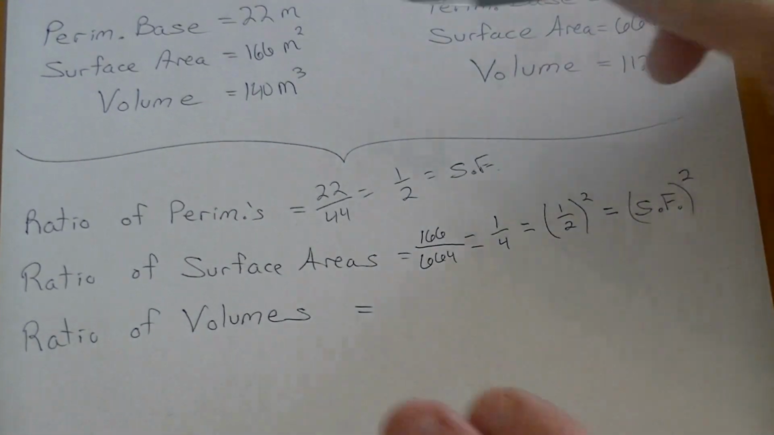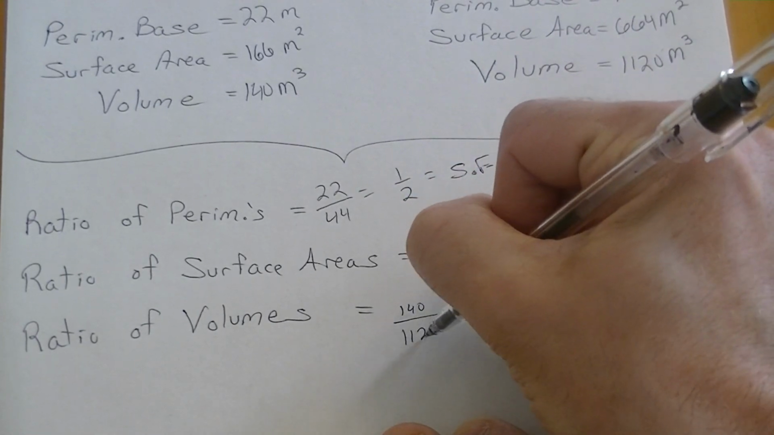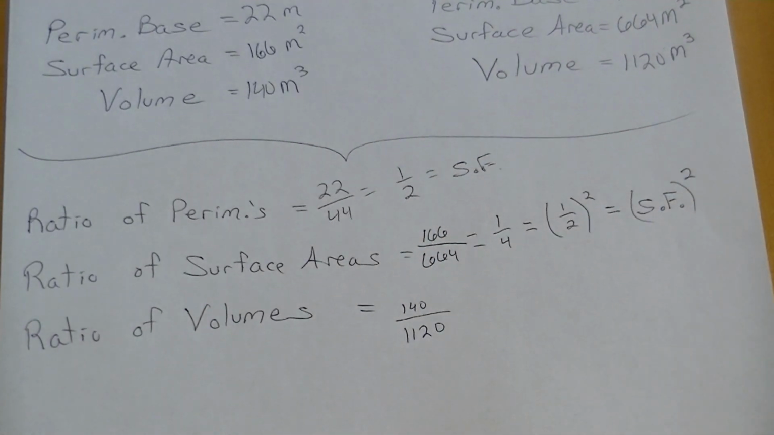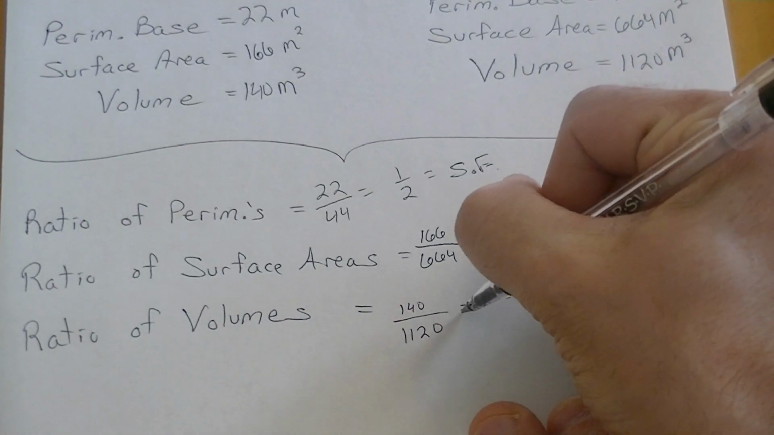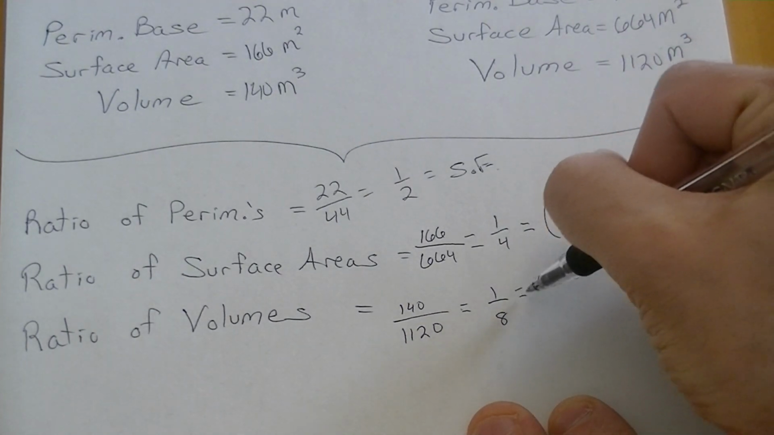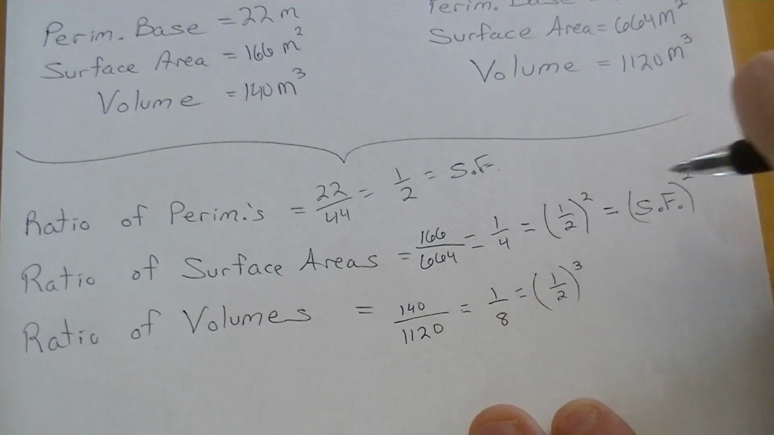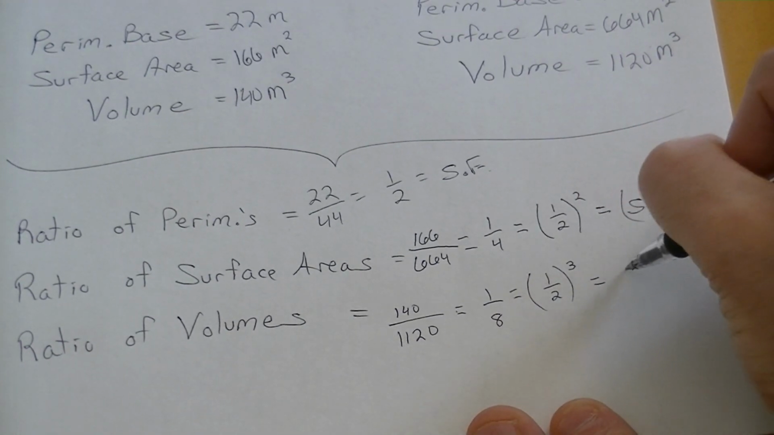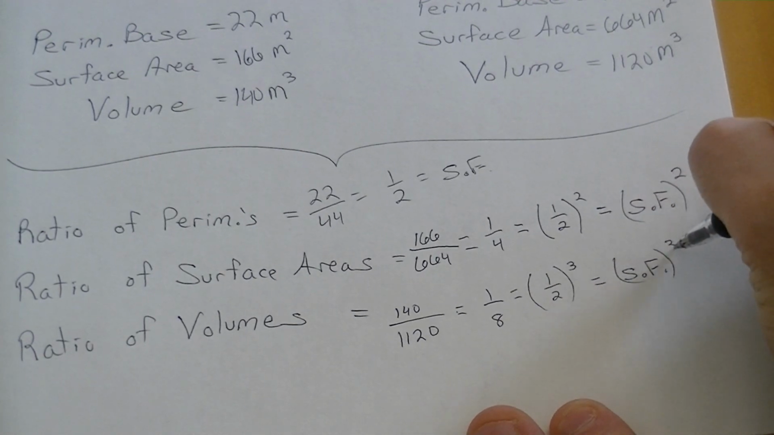Ratio of volumes, 140 for the small volume, 1120 for the big volume. And if we simplify that, that's exactly 1/8. And I'm going to write that a strange way. 1/8 is exactly equal to 1/2 to the third power, 1/2 cubed. In other words, the scale factor cubed.